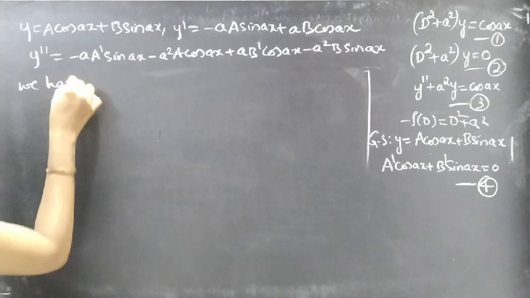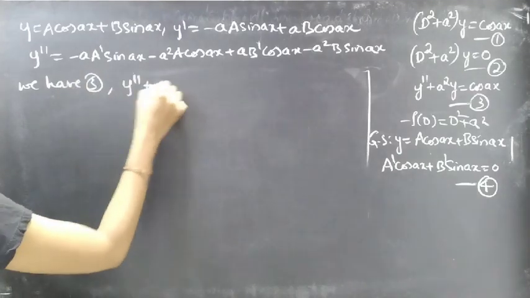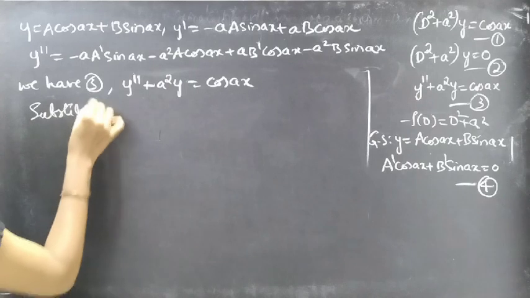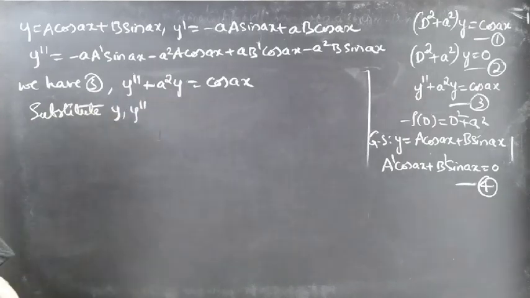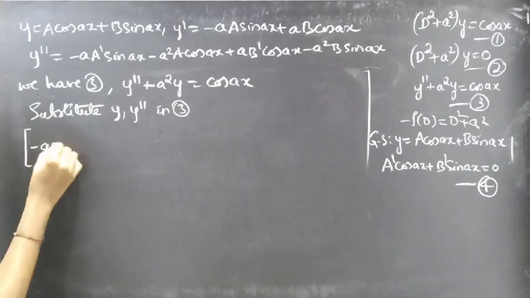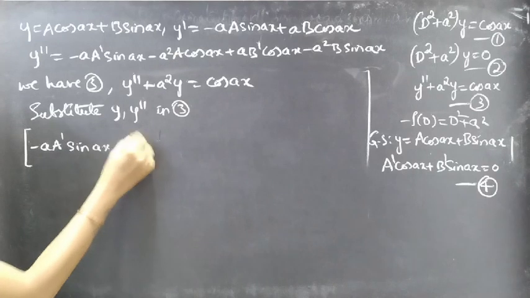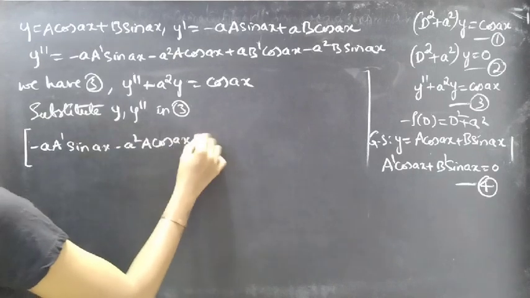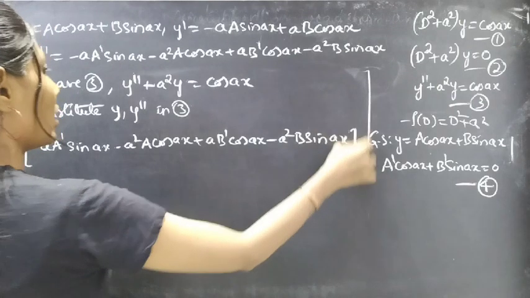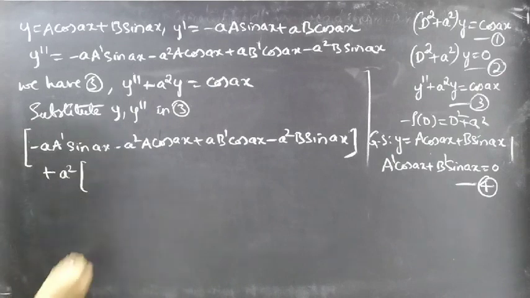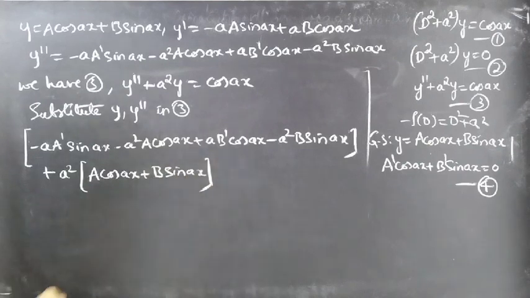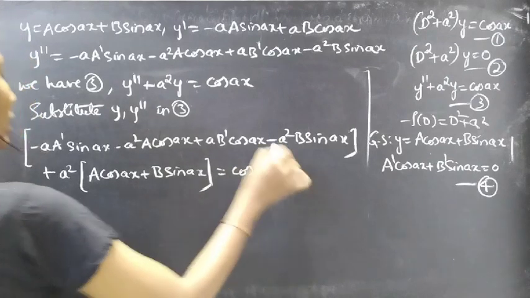We have equation 3, y double dash plus a square y equal to cos ax. Now substitute y double dash in the above equation, or in equation 3. Then equation 3 becomes minus a A dash sin ax minus a square A cos ax plus a B dash cos ax minus a square B sin ax plus a square into (A cos ax plus B sin ax) equal to cos ax.